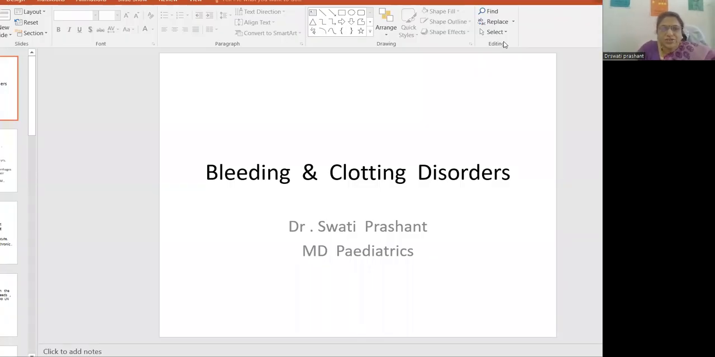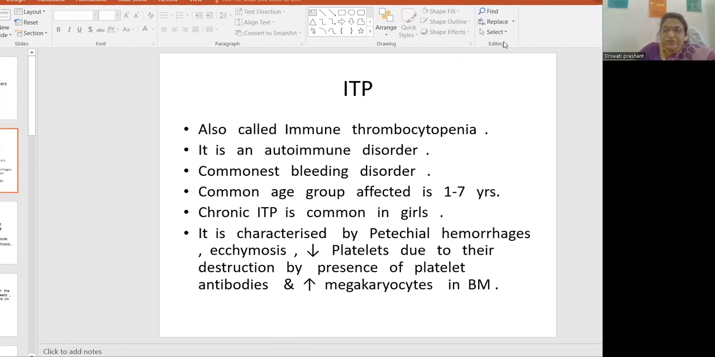So today's lecture is on bleeding and clotting disorders. We'll be starting with these disorders which are commonly seen in childhood. There are four major problems which we come across in children: ITP, that is immune thrombocytopenia, DIC, that is disseminated intravascular coagulation, aplastic anemia, and hemophilia. These are the common bleeding and clotting disorders.